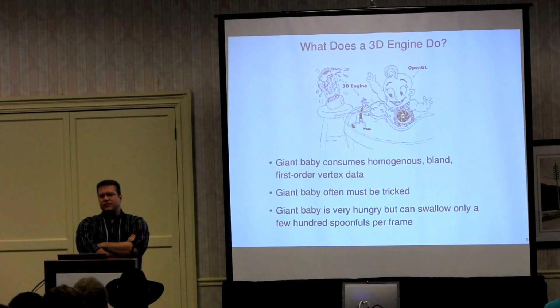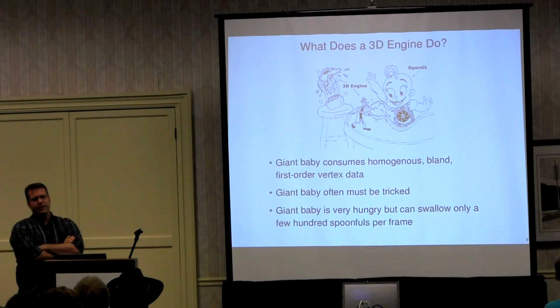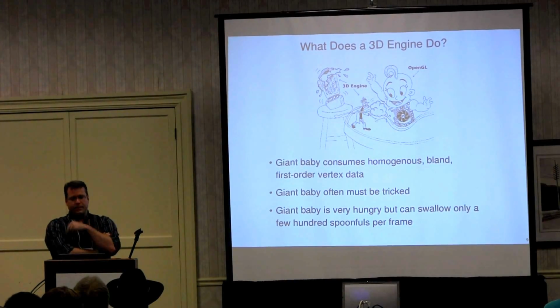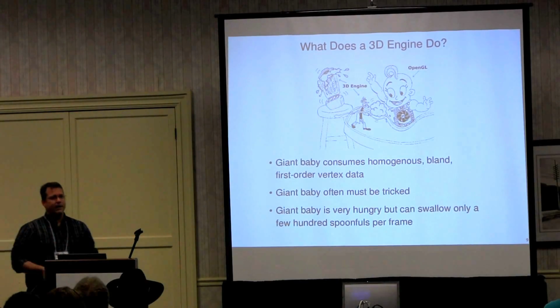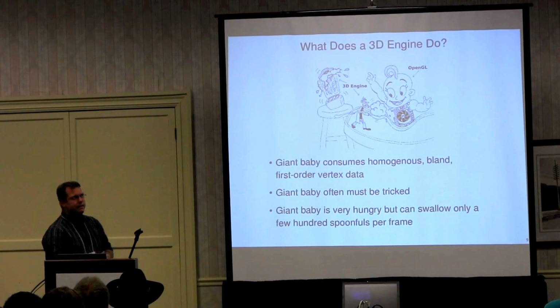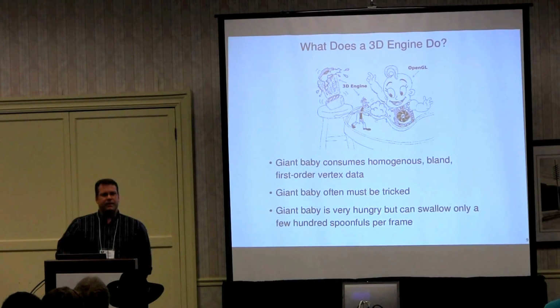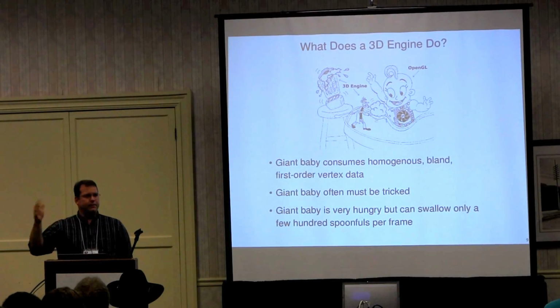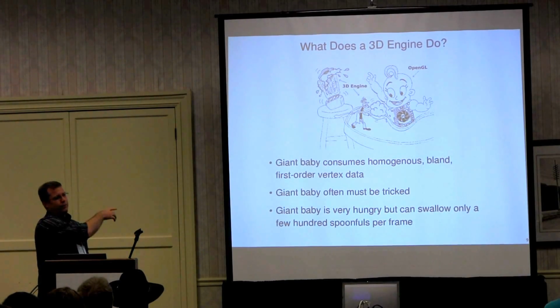That's all you get. So, to give you an idea of how hungry this giant baby is, a typical AGP bus will accept 2 gigabytes per second of data. It'll shuttle that amount to the graphics card, which ends up about 35 megabytes per frame at 60 frames per second. Very hungry, but you only get like a few hundred spoonfuls. So the engine manages that for you.